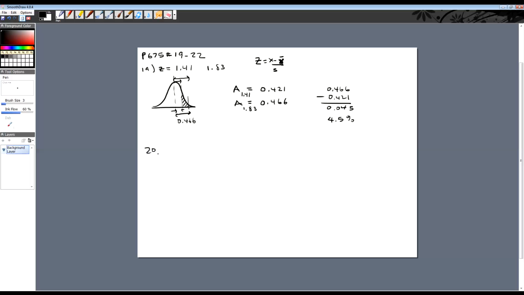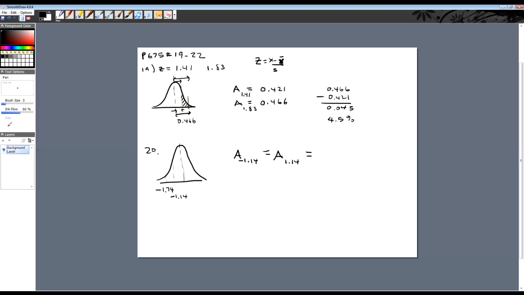So number 20 has a z of minus 1.74 and a z of minus 1.14. Now, you'll see that this table, 17, does not have any negative values of z. However, since the table is completely symmetrical, it doesn't matter if the z-scores are positive or negative, you treat them the same way. So the area for a z of negative 1.14 is the same as the area for a z of 1.14.